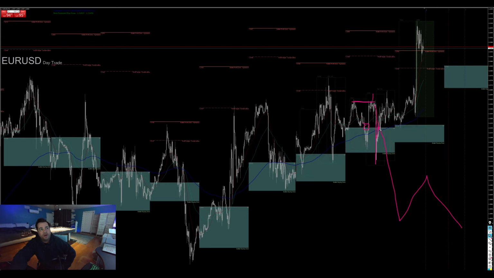But if we are able to break back above and find the central pivot as support, then all of these stops that were placed above here are going to get hit and stopped out. And that's exactly what happened, and it propelled us all the way up to the weekly target.